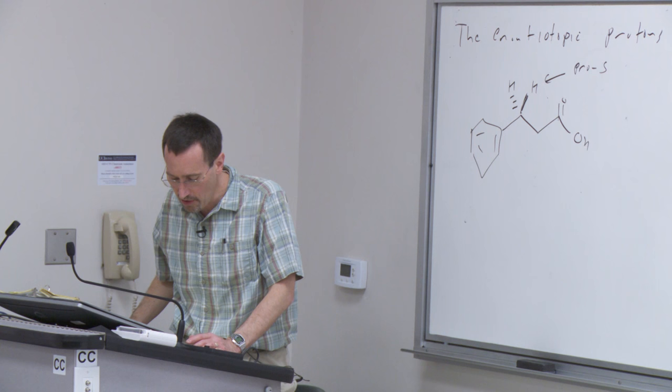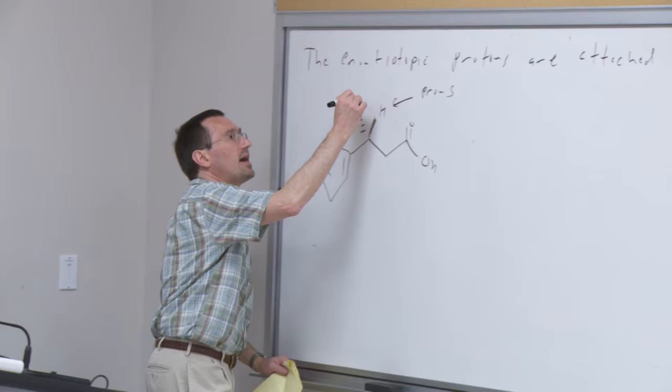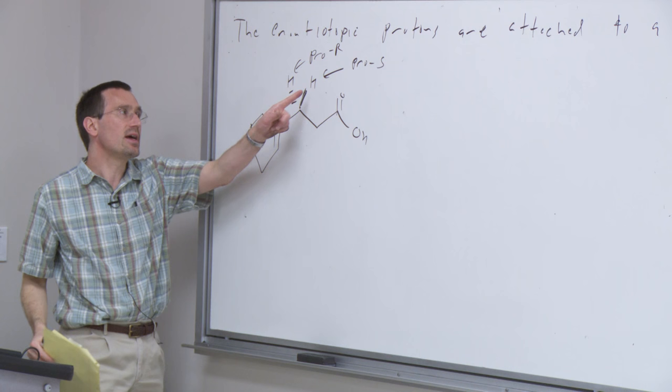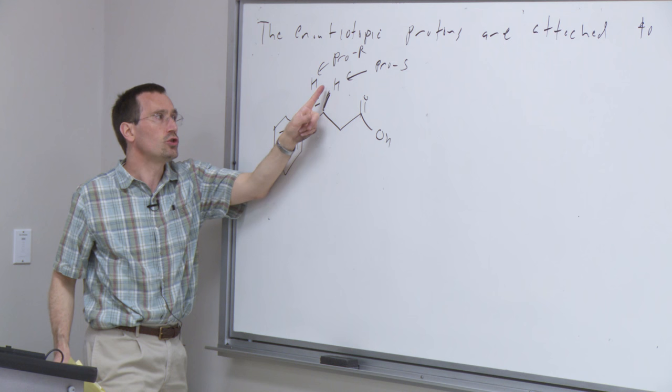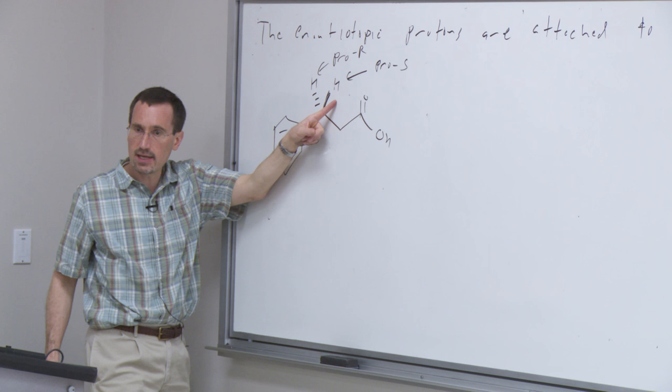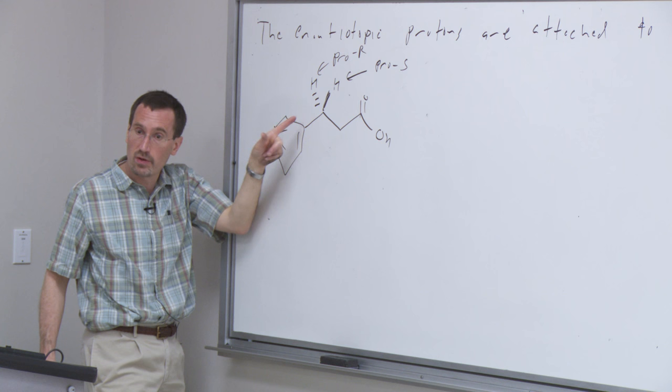And we'd define this as a pro-S and this one as pro-R. In other words, if we elevate its rank, if we go ahead and make it a deuterium, our order in this case becomes 1, 2, 3, and that becomes S. And if we were to replace this hydrogen with a deuterium, it would be the reverse, and that would be R.